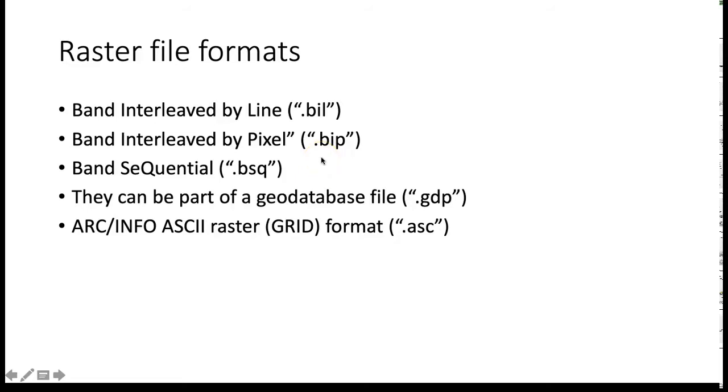Rasters can come in a variety of file formats. They can be in a band interleaved by line format. They can be in a band interleaved by pixel format, band sequential. They can be part of a geodatabase file, or they can be in an ASCII grid format. And these are all formats that can be read by GRASS GIS and imported into a GRASS GIS database. This last one here, in addition to this .bil format above, we'll be interested in focusing on this ASCII grid format.